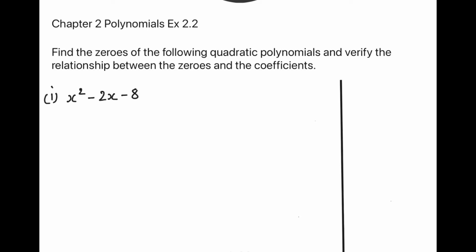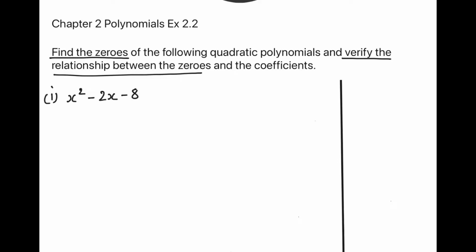In this video, we'll solve exercise 2.2 of chapter 2. So the question is, find the zeros of the following quadratic polynomials and verify the relationship between zeros and the coefficients. So there are two parts in this problem. First one is finding the zeros of the polynomial, and second is verifying the relationship between the zeros and the coefficients.